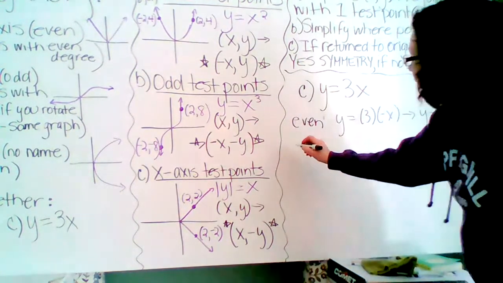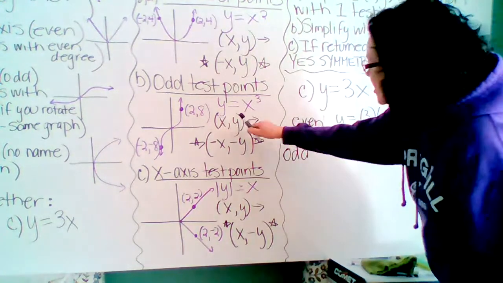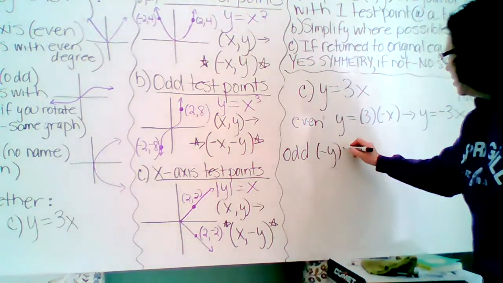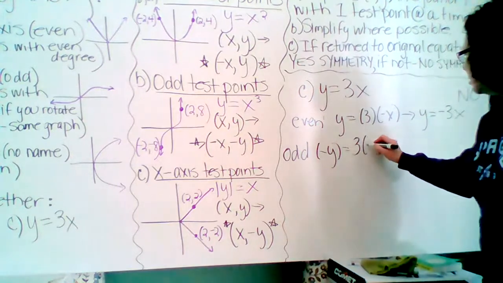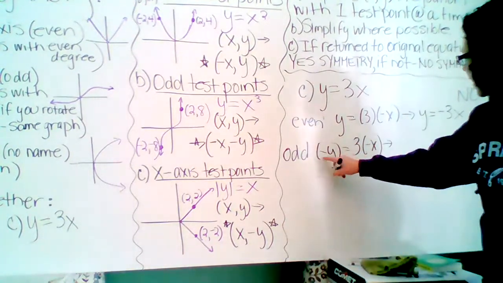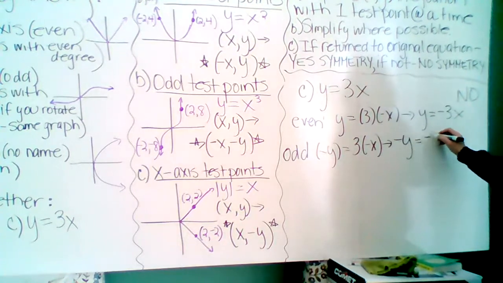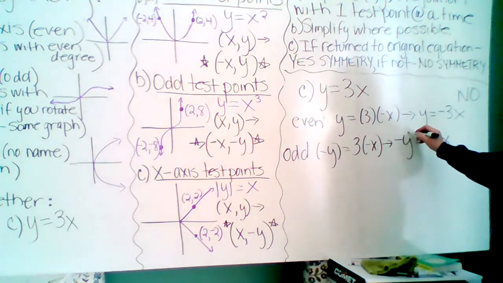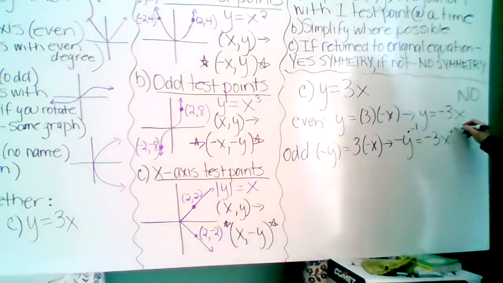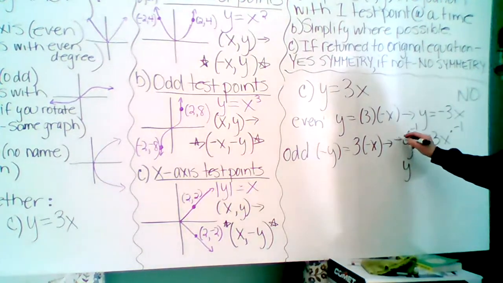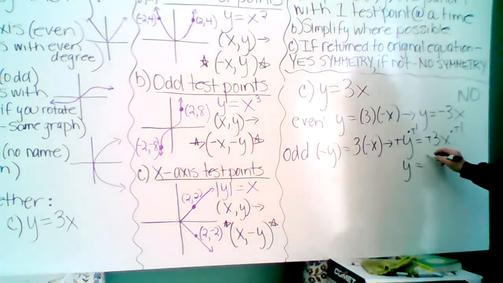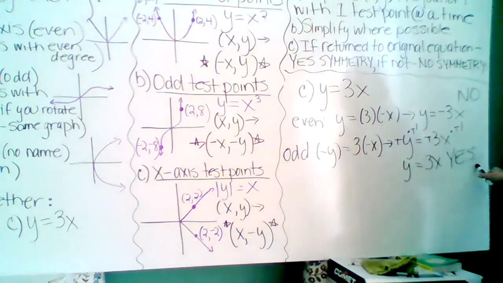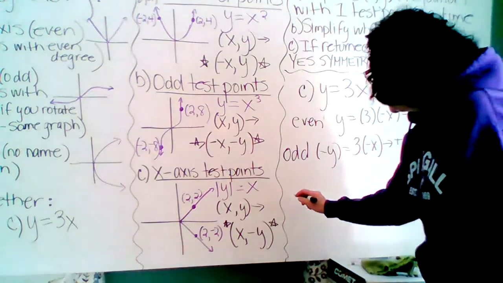No even symmetry. Odd. Wherever I see an x, I'll put a negative x. Wherever I see y, I'll put a negative y. Little simplifying, negative y equals negative 3x. Not the same, but if I multiplied both sides by a negative 1, because that is legal for me to do, I get a positive y equals a positive 3x. Yes. These two equations are the same. It does have odd symmetry.